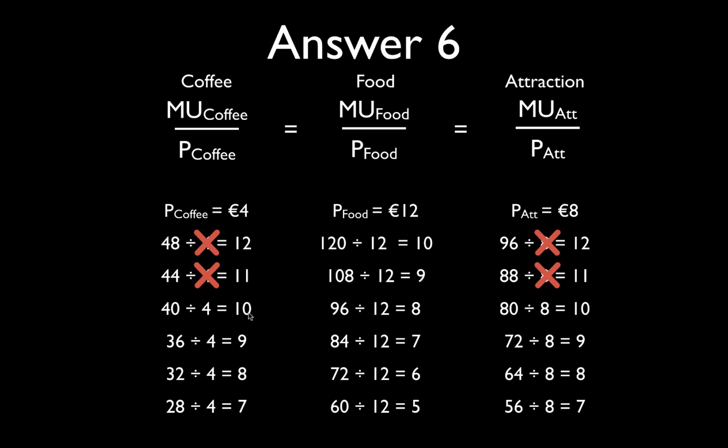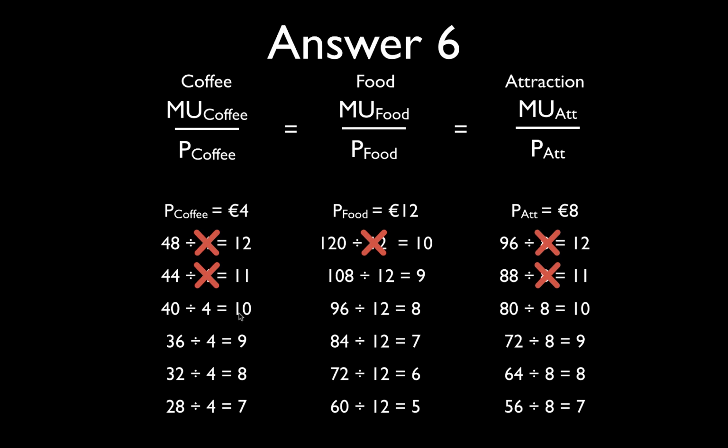Now is he going to choose the third coffee, the first bit of food, or the third attraction? And 10 is equal to 10 is equal to 10. He is indifferent between these purchases. So I just said that he chose the first bit of food. I'm just trying to show you it doesn't matter the order when the ratios are the same. The consumer is seen to be indifferent between these purchases.